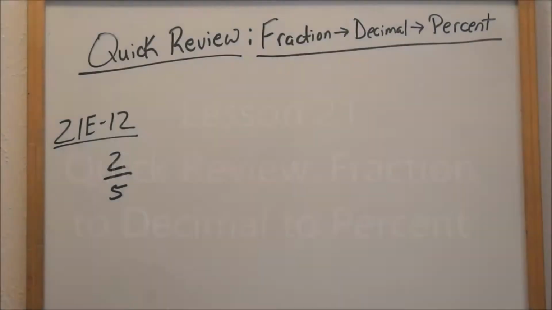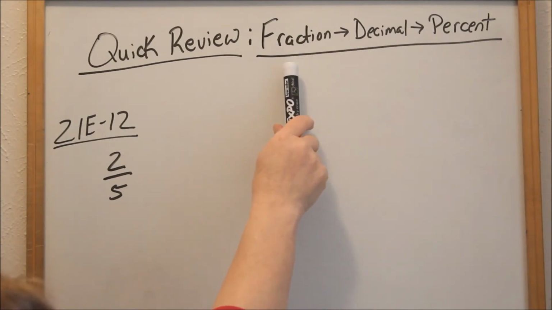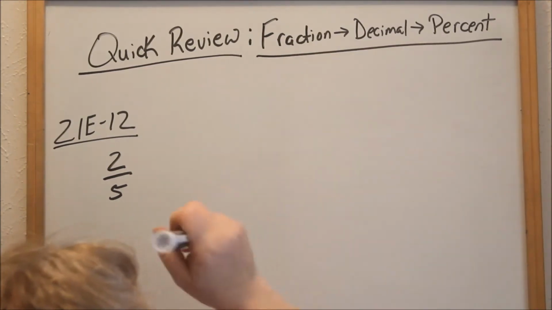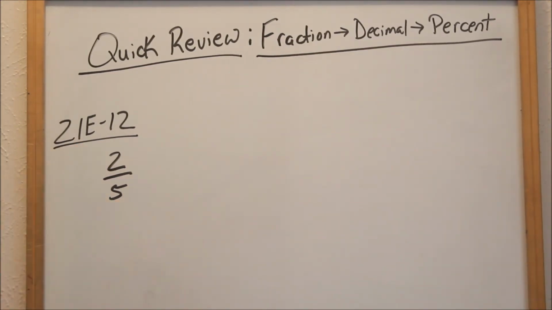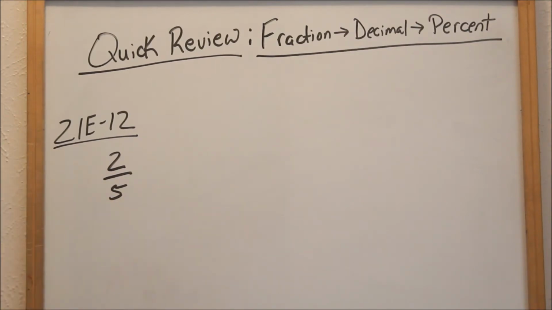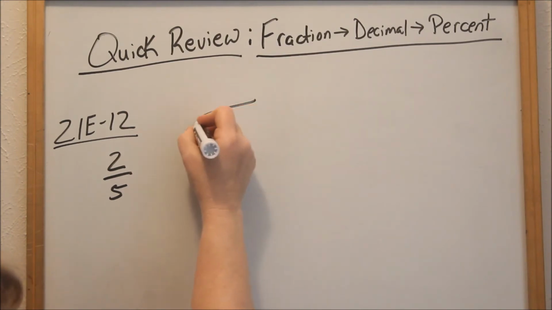Okay, in this quick review in lesson 21, they're going to go from a fraction to a decimal to a percent. Looking at 20E number 12, we already did a quick review in lesson 20 of going from a fraction to a decimal. So you can do long division. This literally means 2 divided by 5. You can go through and do 2 divided by 5.